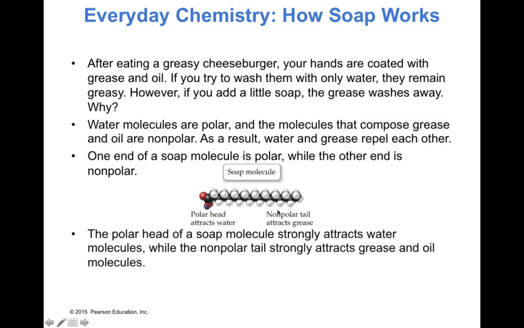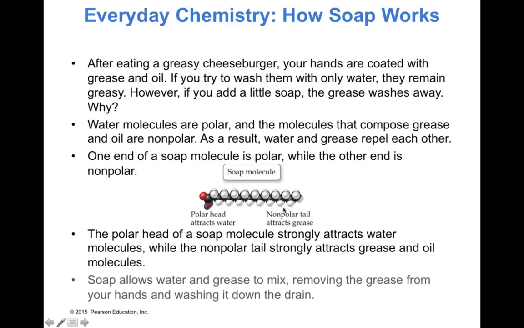attract the non-polar. So the polar head of the soap molecule strongly attracts water molecules, while the non-polar tail strongly attracts the grease and oil molecules. Soap allows water and grease to mix, removing the grease from your hands and washing it down the drain. So that's how the soap molecule works. Okay, it's going to help us to mix those polar and non-polar molecules.